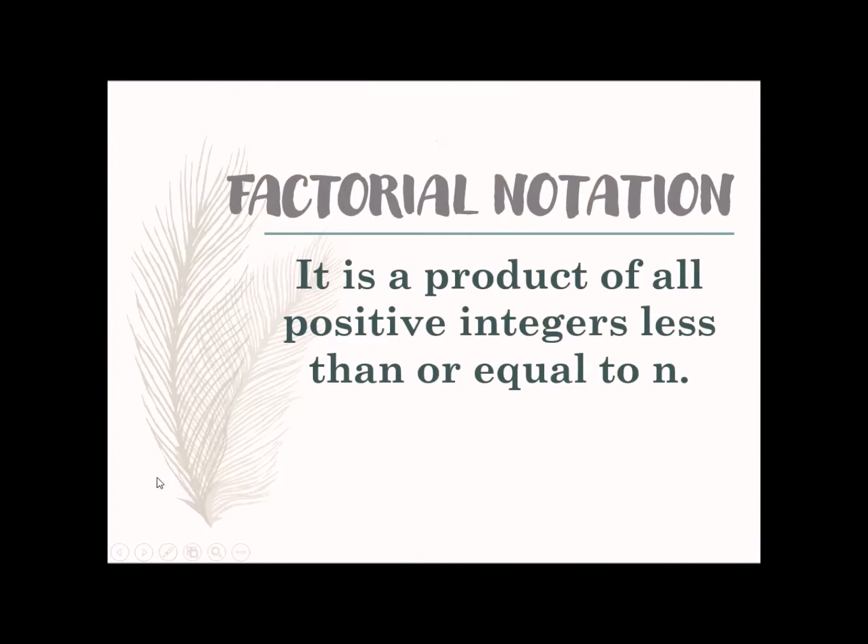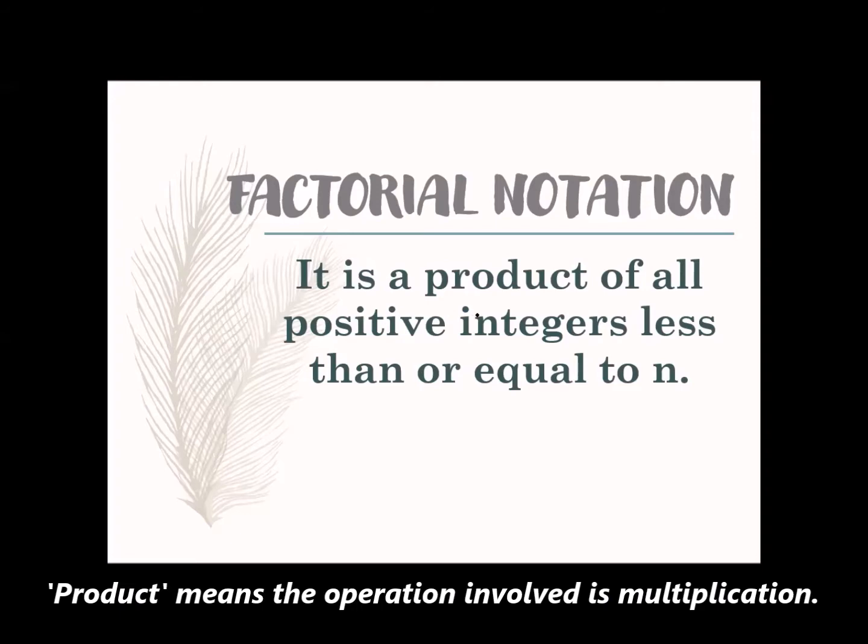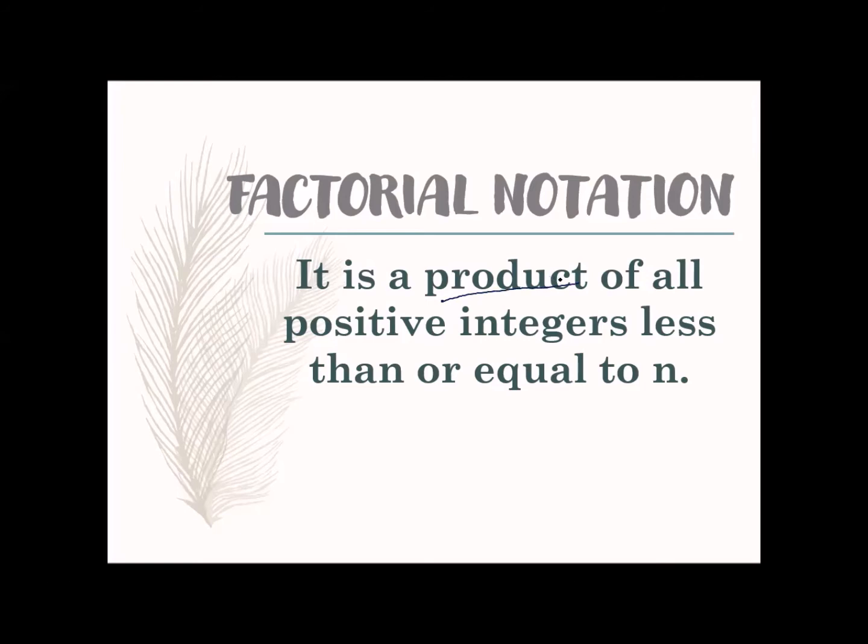Let me go through the important terms that we need to remember. The first is product. Once we say product, we're talking about the operation which is multiplication. And what are we multiplying? We will multiply positive integers. Once we say positive integers, we are talking about 1, 2, 3, 4, and so on. But there is a condition. It says less than or equal to n.